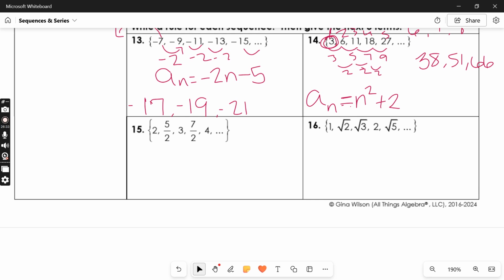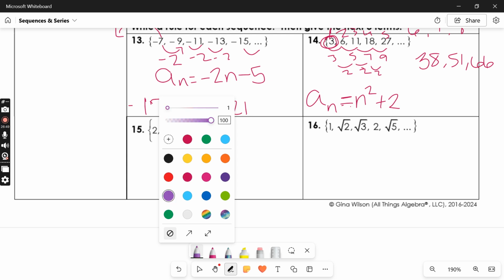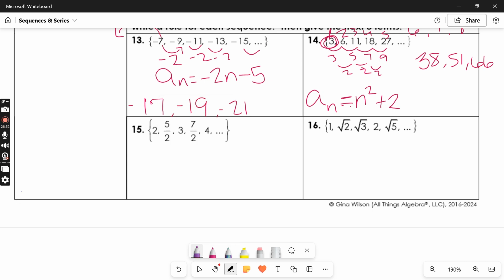On 15, we have 2, 5 over 2, 3, 7 over 2, and 4. Anytime I see fractions, I like to rewrite these so they all have a common denominator. So I'm going to rewrite this for just a second as 4 over 2, because 4 divided by 2 is 2, and leave that as 5 over 2. This would be 6 over 2, and now it's a little bit easier to see that pattern, 7 over 2. And then this 4 would be 8 over 2.